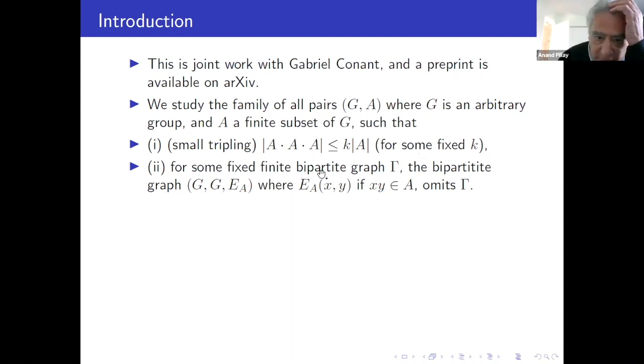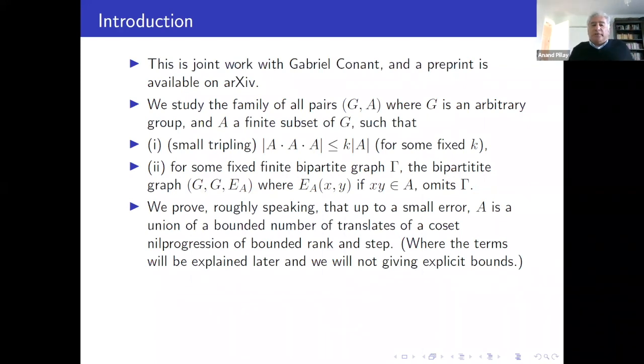Given the group G and A, you get a bipartite graph, where the two vertex sets are the same, doesn't matter, V equals G, and the edge relation E(x, y) holds just if x times y is in A. So from this pair you get a bipartite graph, and the assumption is that there's a fixed finite bipartite graph gamma such that for every pair I'm considering, this bipartite graph omits gamma as an induced subgraph. So there are two basic assumptions here: small tripling, and the associated bipartite graph omits a given fixed finite graph.